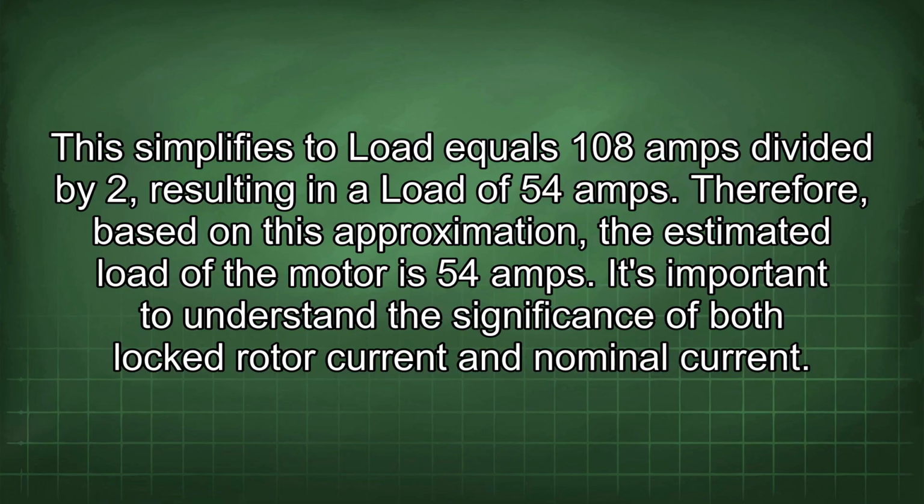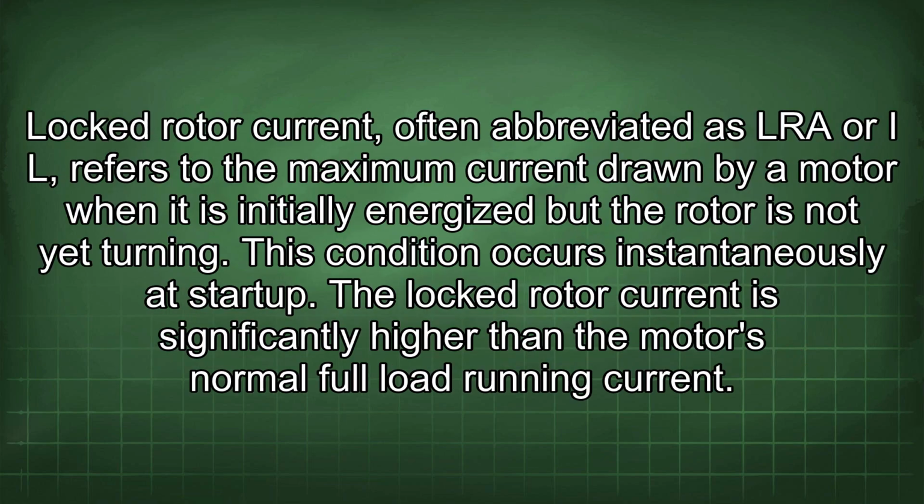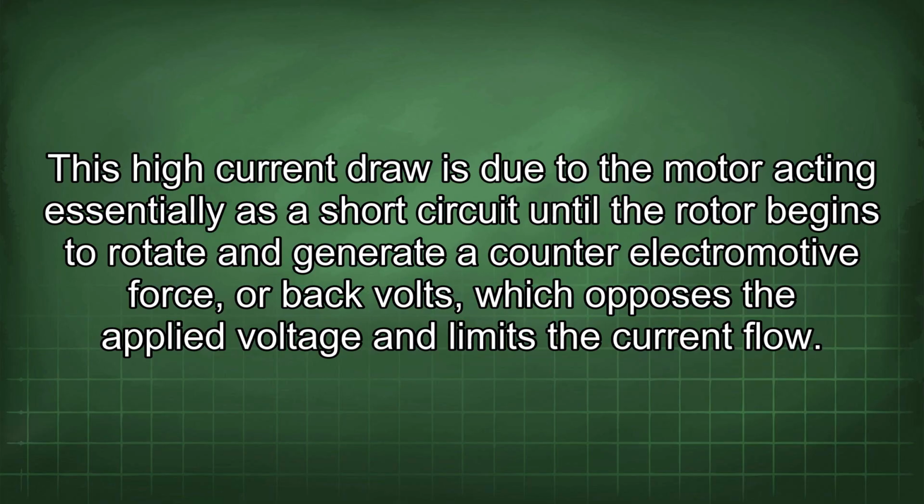It's important to understand the significance of both locked rotor current and nominal current. Locked rotor current, often abbreviated as LRA or IL, refers to the maximum current drawn by a motor when it is initially energized but the rotor is not yet turning. This condition occurs instantaneously at startup. The locked rotor current is significantly higher than the motor's normal full load running current. This high current draw is due to the motor acting essentially as a short circuit until the rotor begins to rotate and generate a counter-electromotive force, or back EMF, which opposes the applied voltage and limits the current flow.